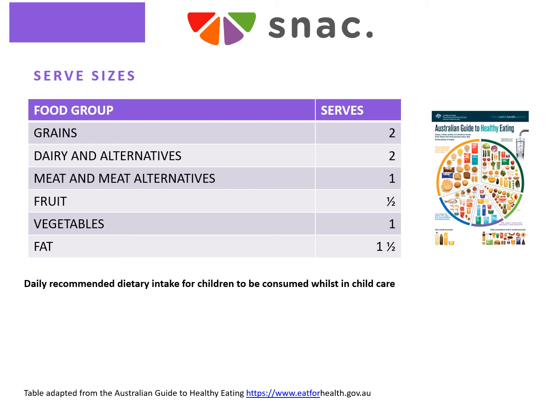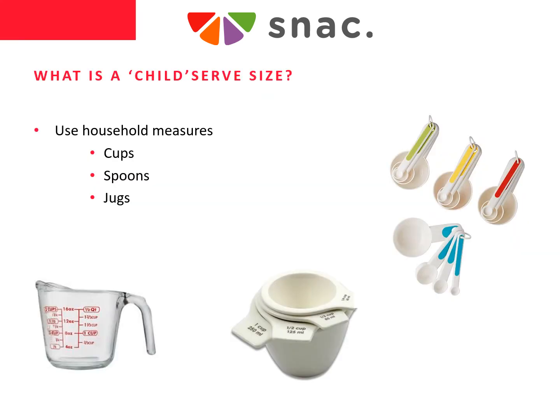So you can see with grains they should have 2 serves, dairy and alternatives 2 serves, meat and meat alternatives 1 serve, a half a serve of fruit, 1 serve of vegetables and 1.5 serves of fat. So knowing how many serves from each food group are required will help you to understand if the food served at your centre is providing the recommended amounts of nutrients whilst the children are at daycare.